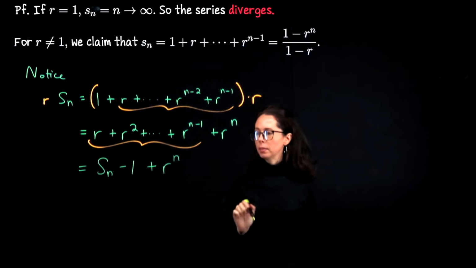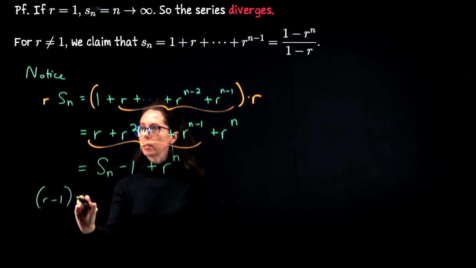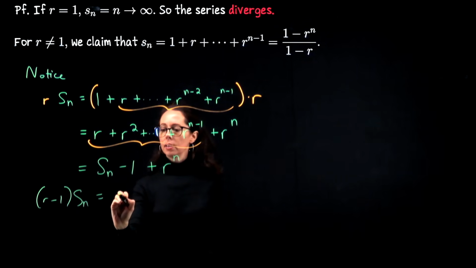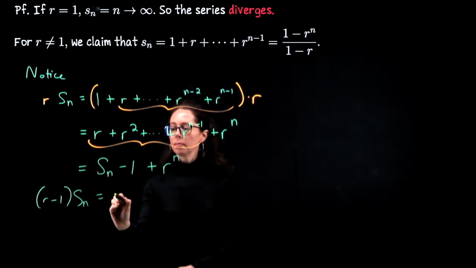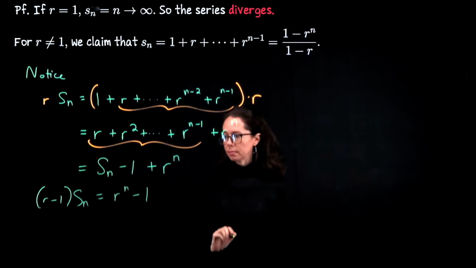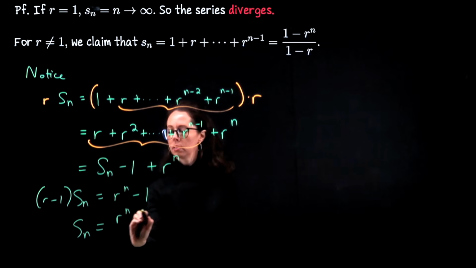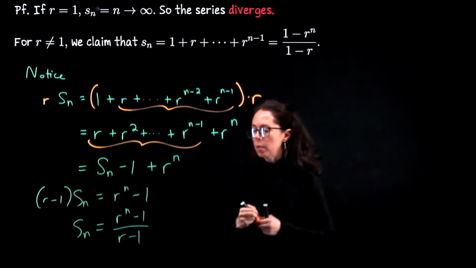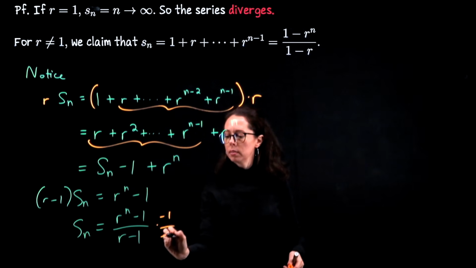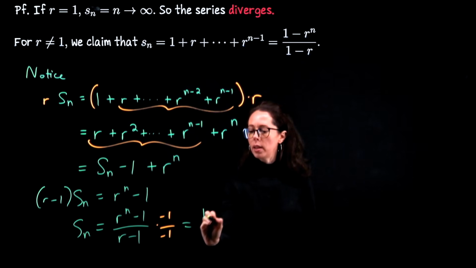Let's isolate S sub n. So I'm going to collect this over on the left-hand side. We have a total of r minus 1 copies of S sub n equals negative, let me write, r to the n minus 1. Divide both sides by r minus 1. This is the same thing, but let me just multiply top and bottom by negative 1. And when we do that, we can rewrite this expression as 1 minus r to the n over 1 minus r.